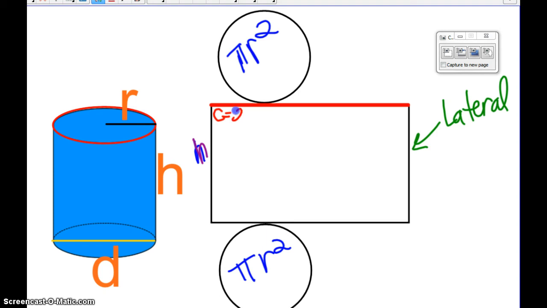Circumference is 2 pi r. So you get your 2 pi r right here, and then to find the area of this, you multiply it by your height. So 2 pi r, and then I multiply that by the height. Then when I'm done, I add the circles, and then I add this middle piece.